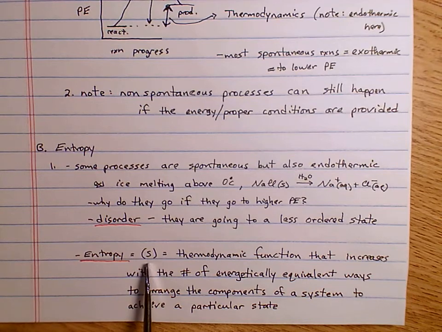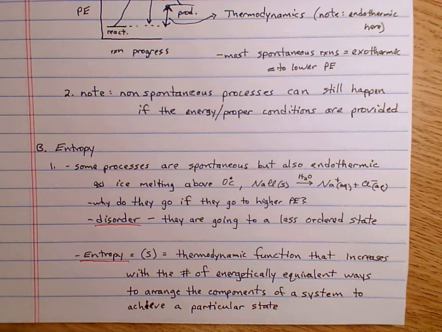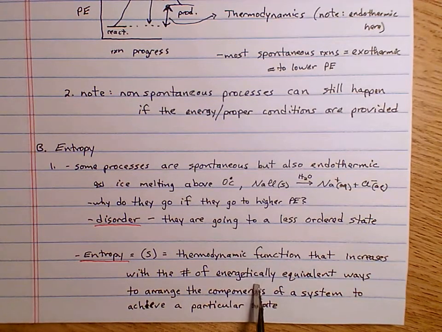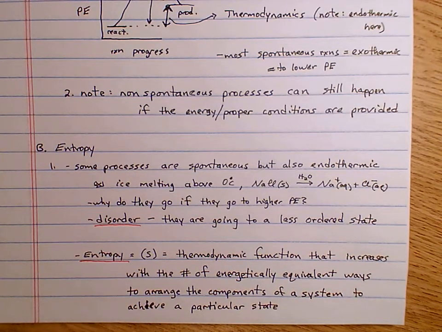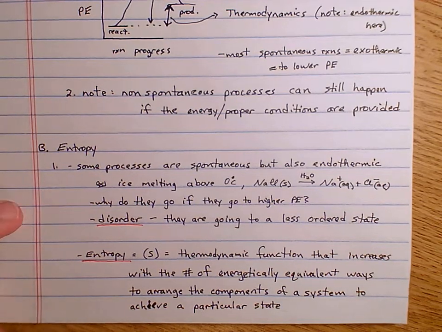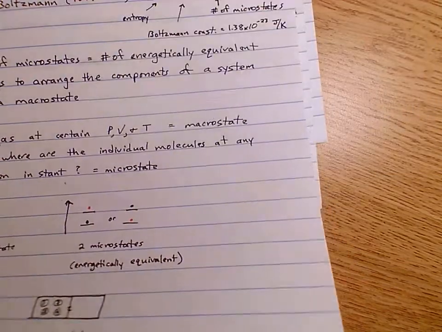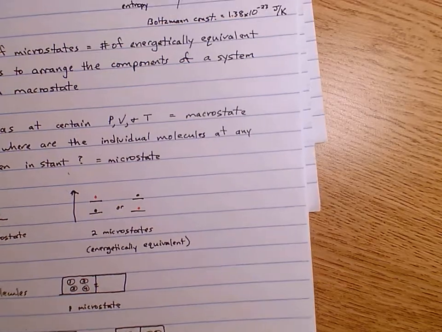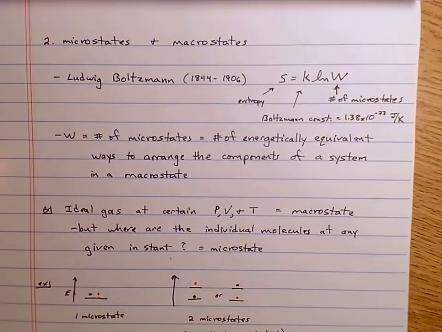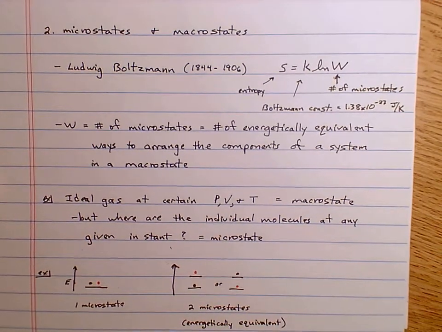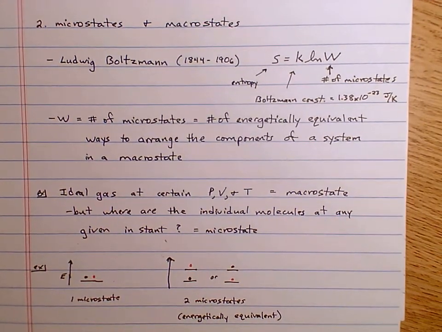It has the symbol S, and it's a thermodynamic function that increases with the number of energetically equivalent ways to arrange the components of a system to achieve a particular state. Well, what does that mean? Let's look into this. Truthfully, this whole next page and a half is just some derivations to let you know where it comes from. I'm not going to hold you to any of these calculations on an exam. It's just an idea to know where some of this entropy comes from.